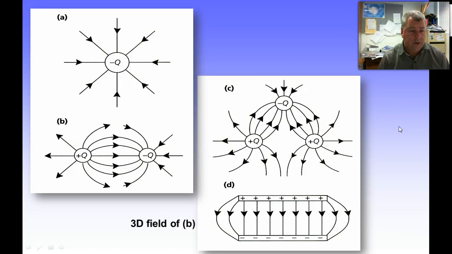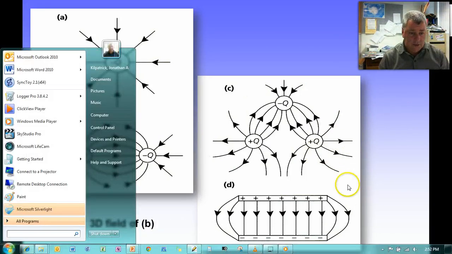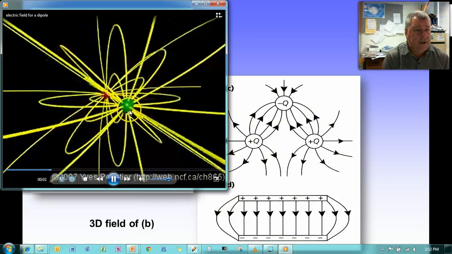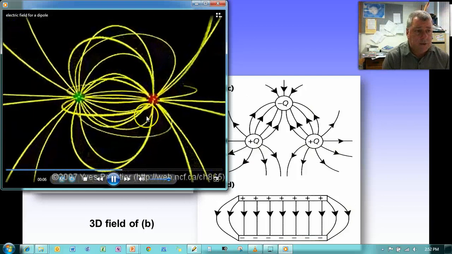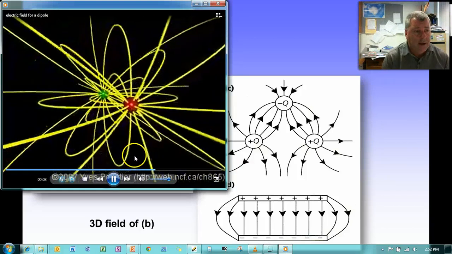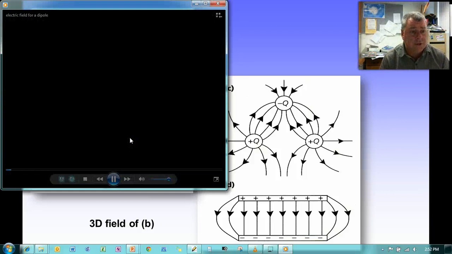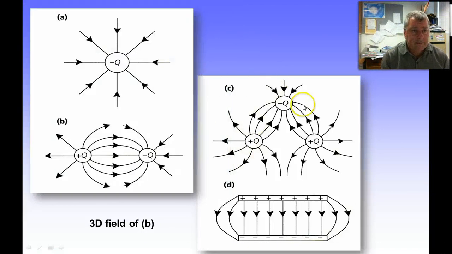Now, 3D field of B. I've got a little animation here that should magically appear when I press this button. There it is. So this is a little video of two point charges and a three-dimensional representation of the field. So just to reinforce that this is three-dimensional, although we draw it in 2 dimensions, electric fields are three-dimensional. Let's get rid of that one.